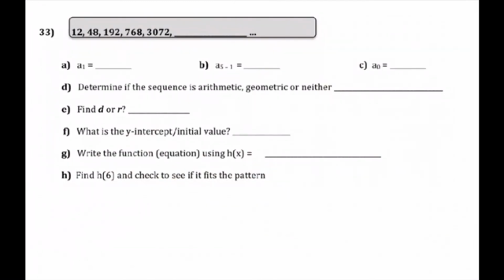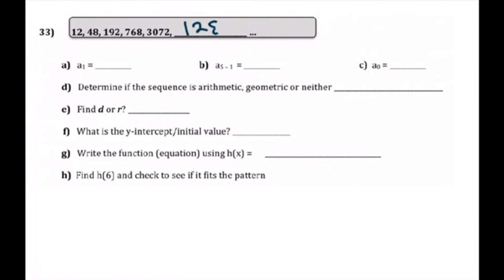Okay, so here is another sequence. So first thing is I want you to figure out a sub 1, a sub 5 minus 1, a sub 0. Can you guys also figure out what comes next? Okay, go ahead and answer the questions here through H. Okay, so what is the next term that's going to be in this sequence? Who's got that? Next term. Austin.